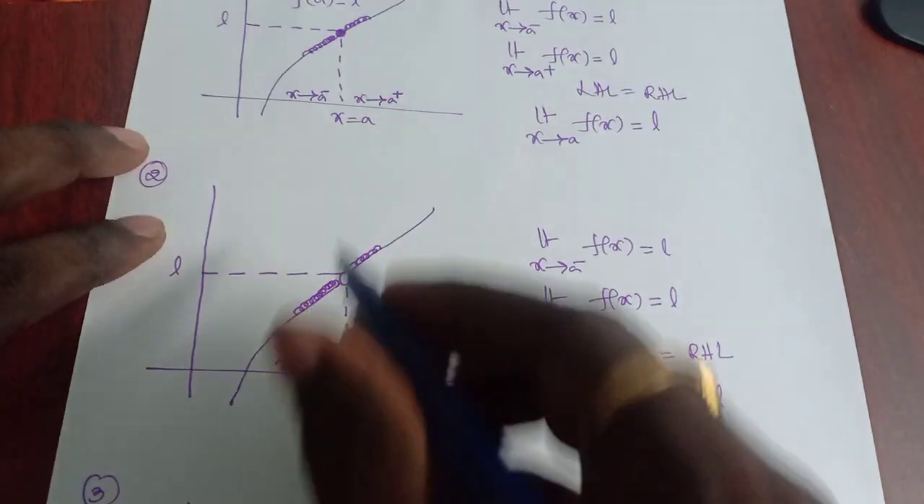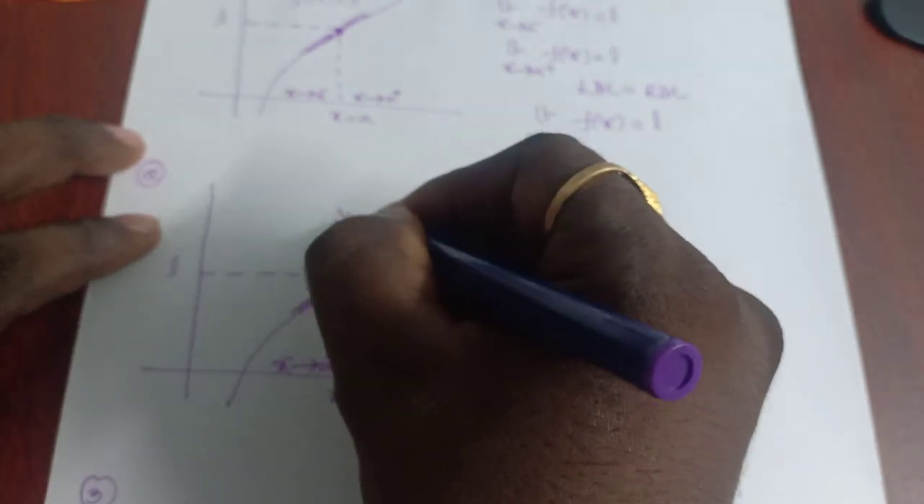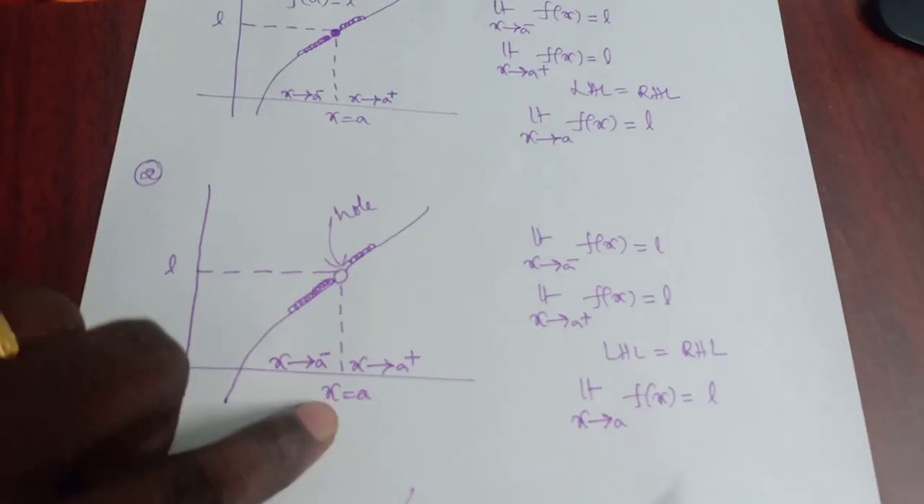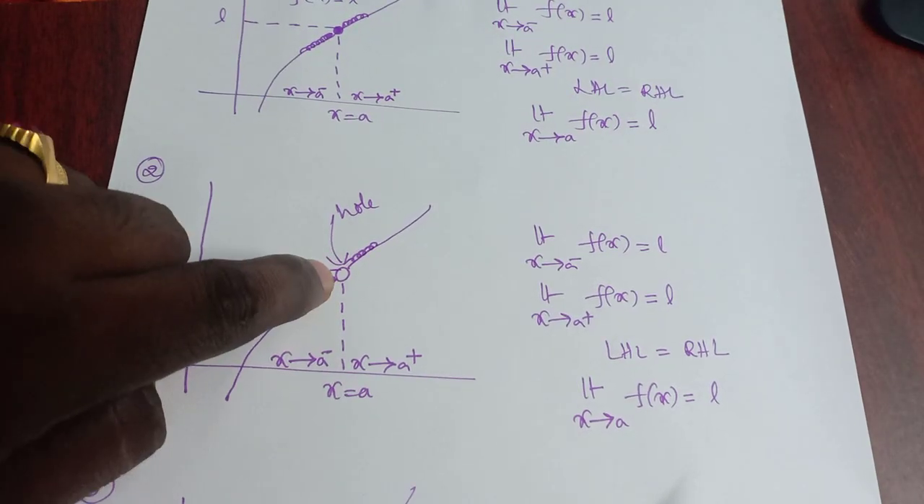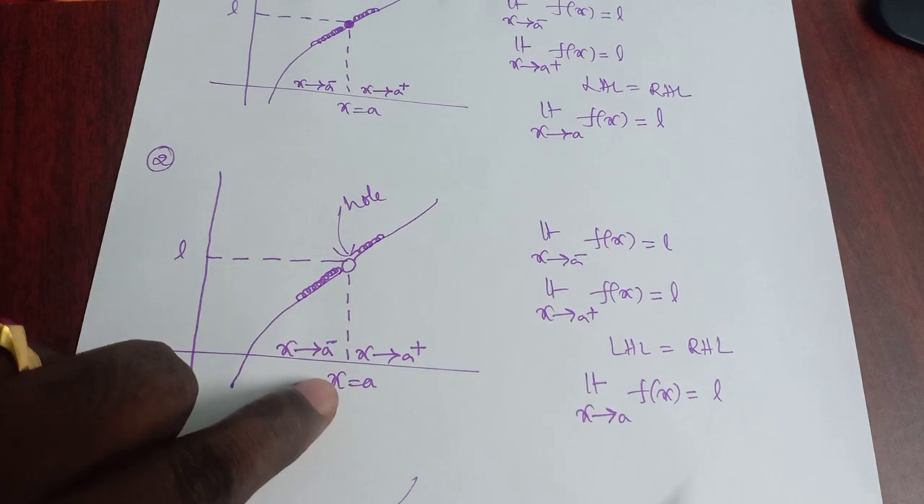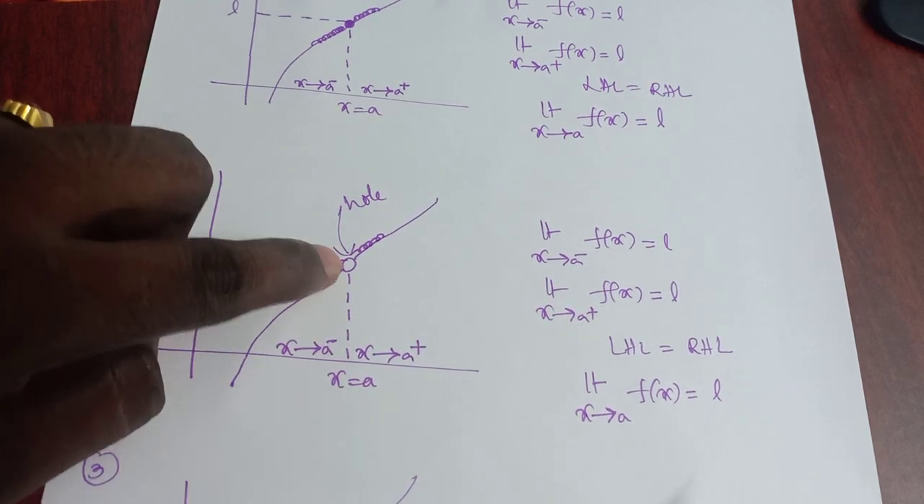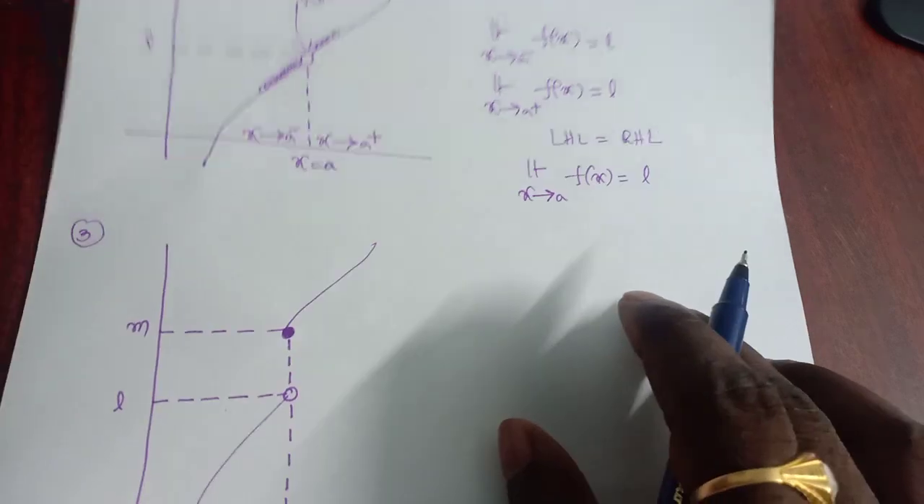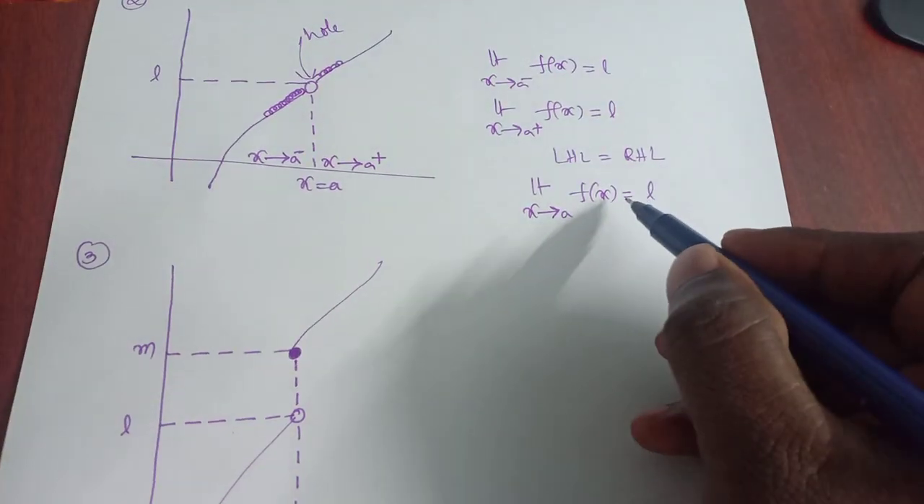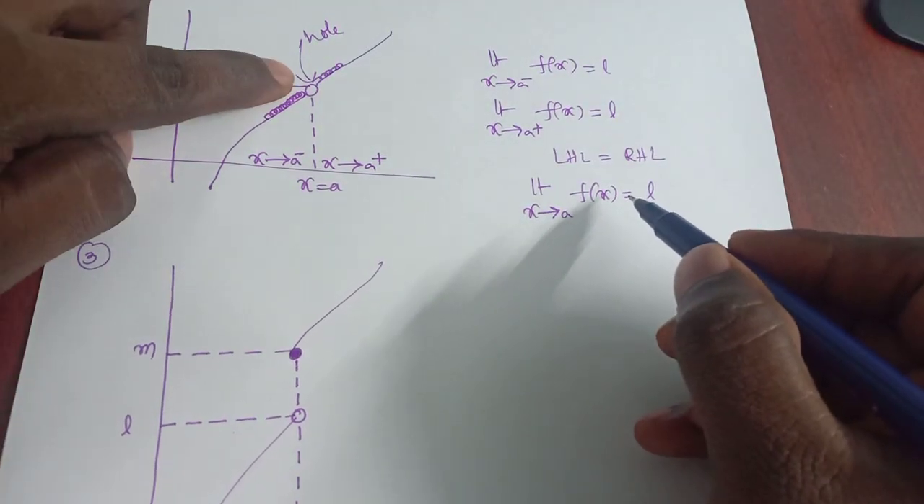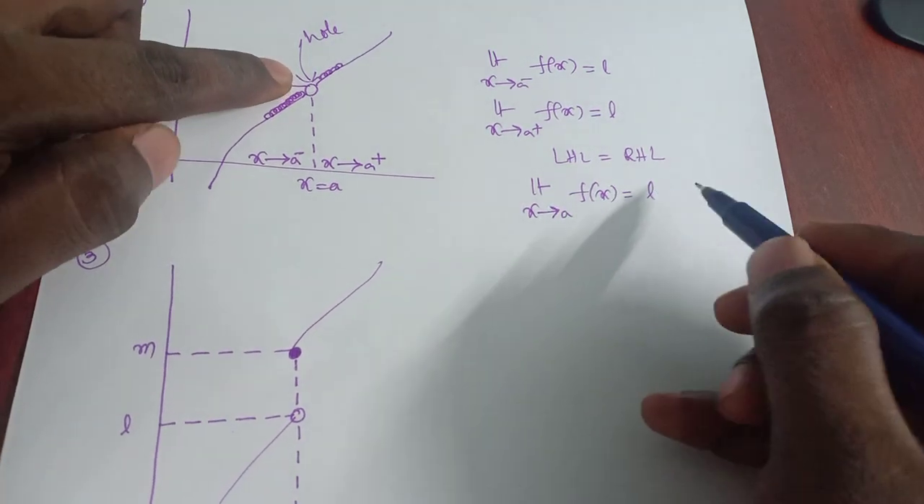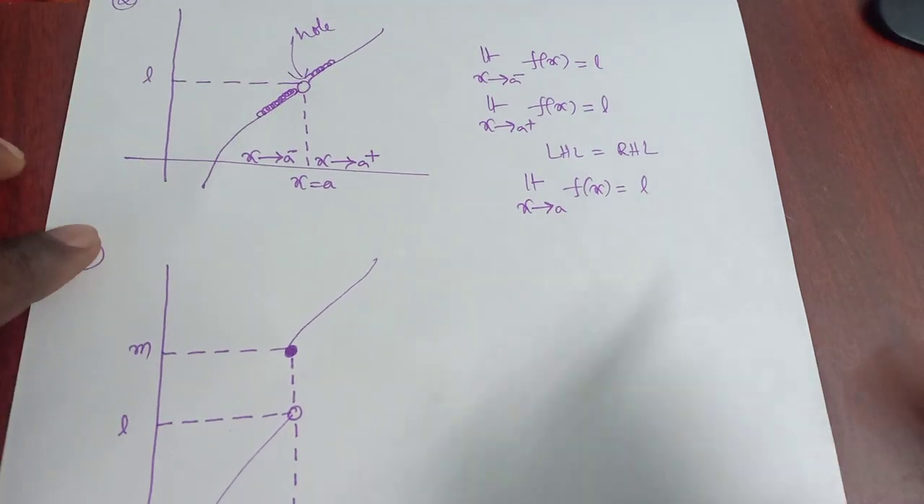But here we have a hole. That means the function is not defined here. There is no functional value at x equal to a at this point. So the limit value and the functional value are not equal. That means the function is discontinuous.